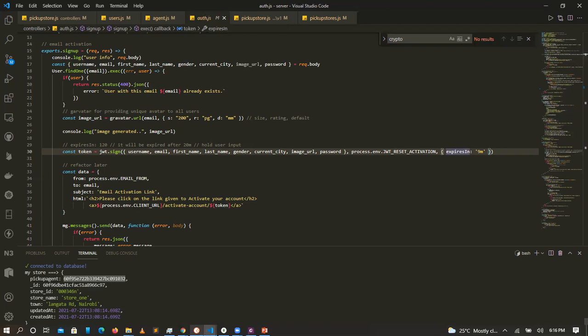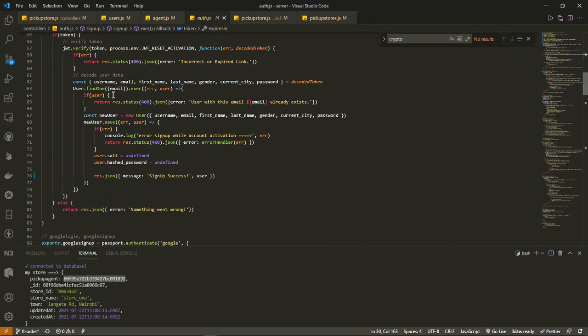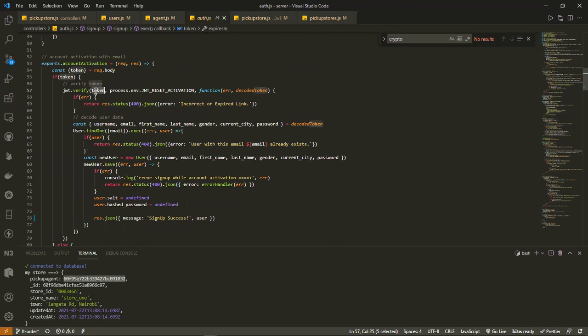So this token, when you click on it, it's activated, it's decoded. This particular token is decoded here, and from this part is where you decode this data, and then this data is stored into the database. So if you don't activate your email, or if you don't use that particular link to activate your data, then your details are not created.